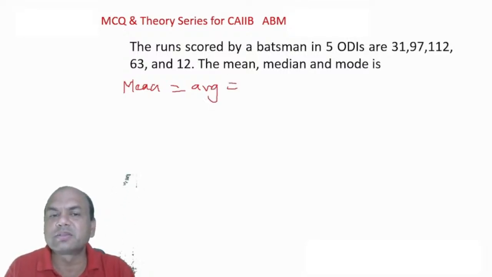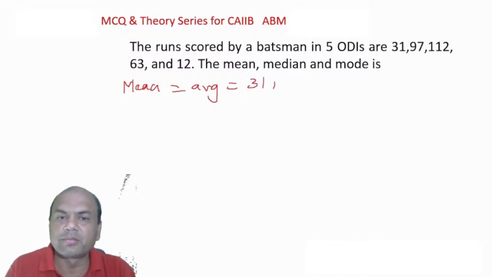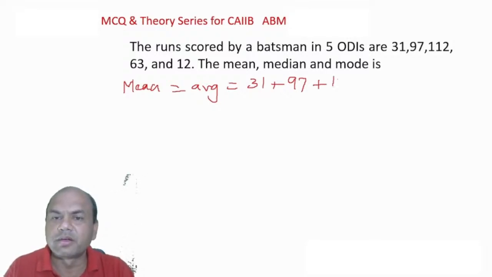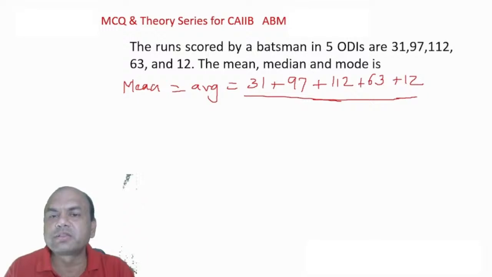31 plus 97 plus 112 plus 63 plus 12. By the time I write it, you do it, everyone. Okay, so what is the answer? This total, the whole upon the number of elements, 5. So this will be my mean, whatever that answer is.